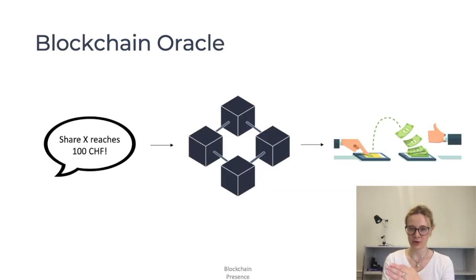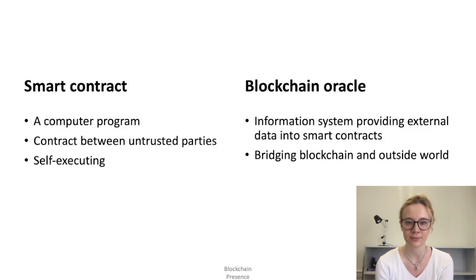What's a blockchain oracle? Well, a blockchain oracle is a system that bridges the off-chain world and the on-chain world. So, as I told you, smart contracts need inputs to run. Oracles will sort of translate these inputs and store them on the blockchain to make them readable for smart contracts. In the example before, the oracle puts the share price on the blockchain and thus makes it readable for the smart contract.